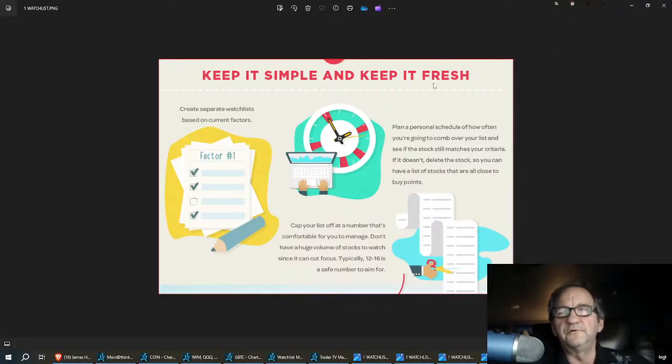Keep it simple and keep it fresh. Create a separate watch list based on certain current factors. Right now we've got AI, so you might want to have an AI watch list. Stocks that are your favorite AI tickers. Even Amazon could be one. You got Nvidia, you got AMD, you got Microsoft, you got Apple, you got TSM, any chip maker stock, any semiconductor stock.